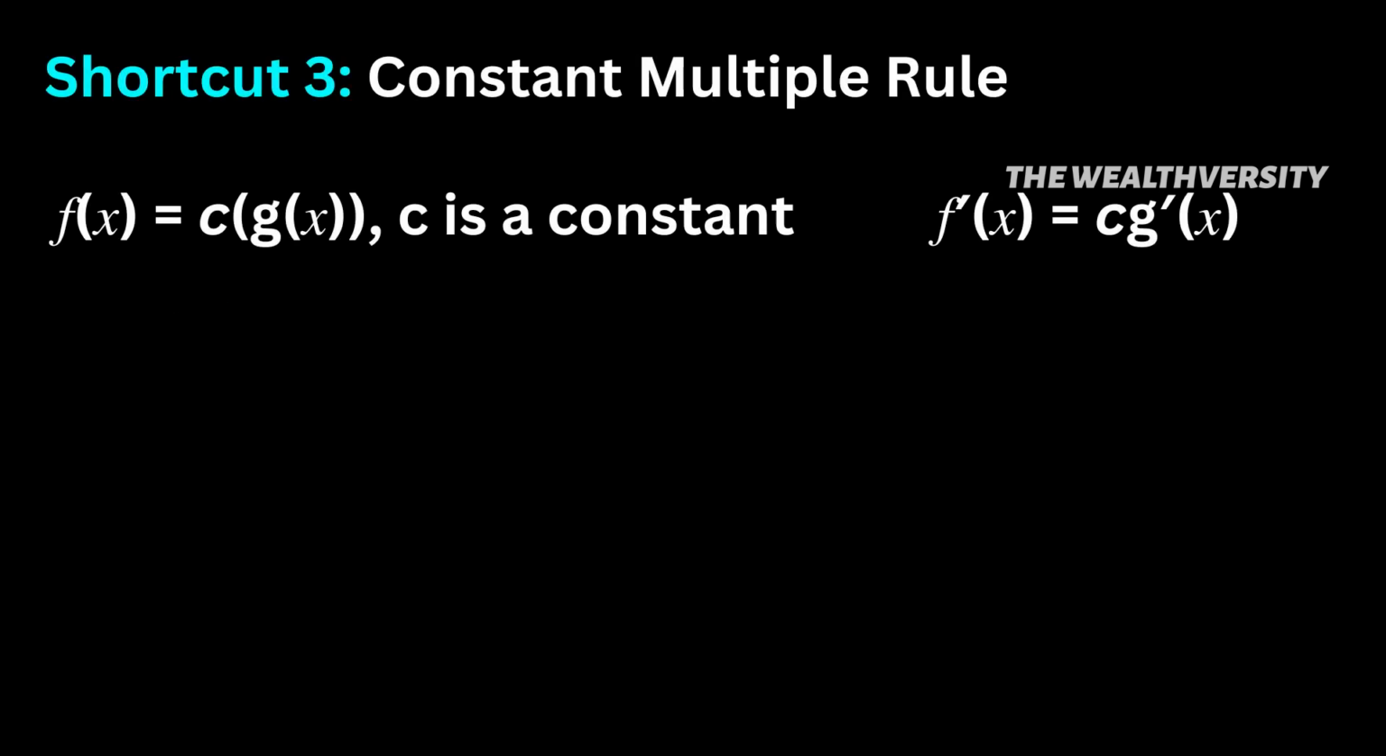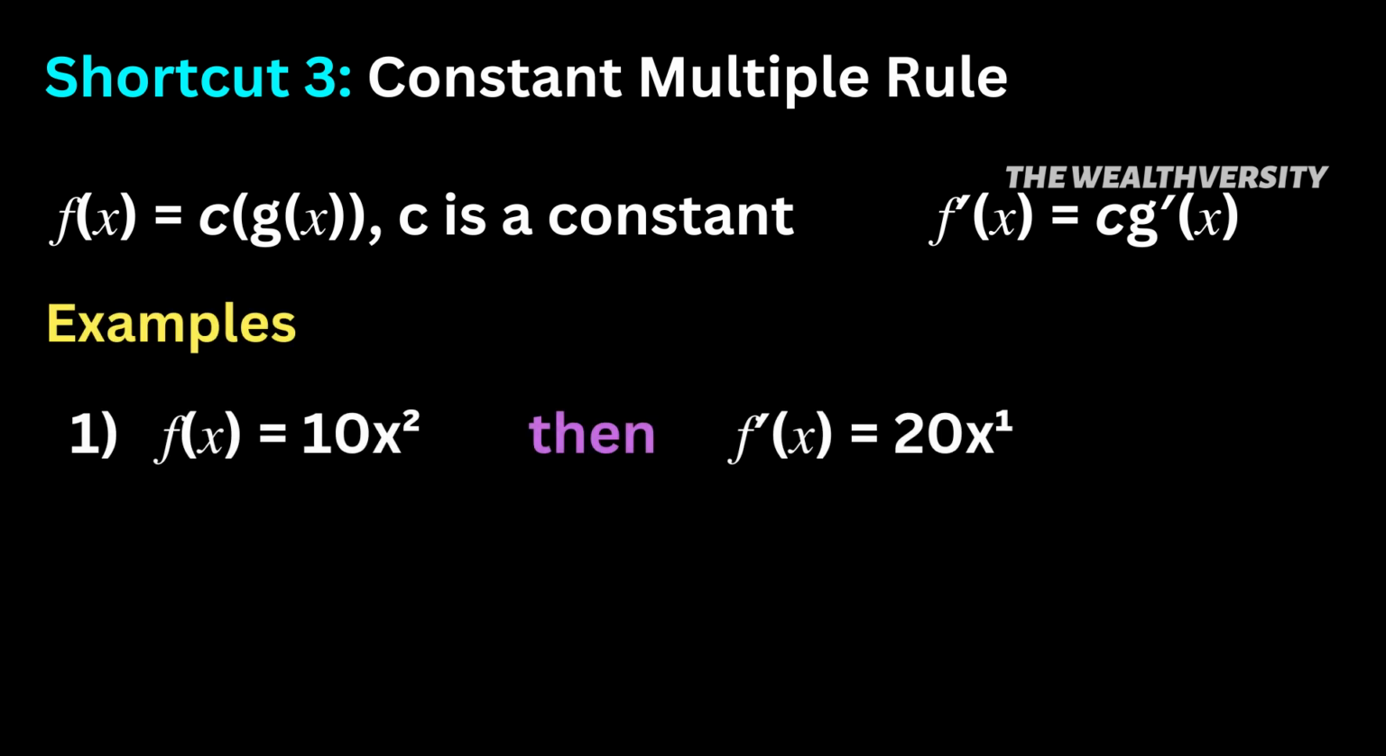The next shortcut is called the constant multiple rule. This rule states that if f of x is equal to c times g of x, and c is a constant, then f prime of x is c times g prime of x. Let's look at the first example. We have f of x is equal to 10x squared. 10 is the constant, so it stays the same. For x, we move the 2 down beside the 10 and subtract 1 from the exponent. We will be left with 10 times 2 times x, so f prime of x is equal to 20x.